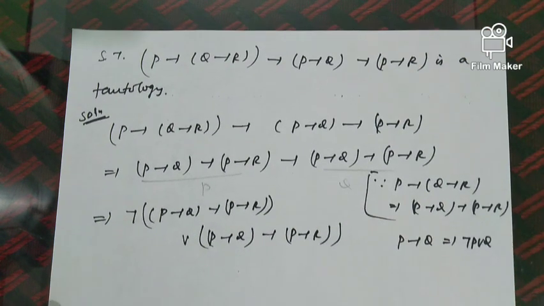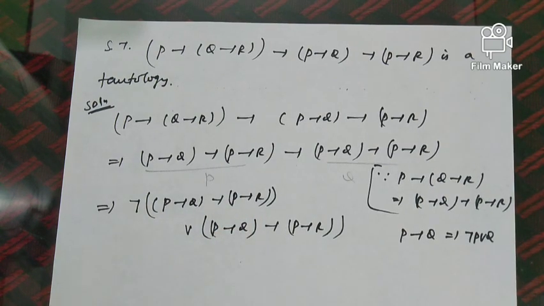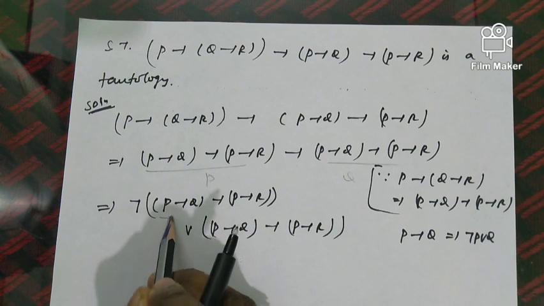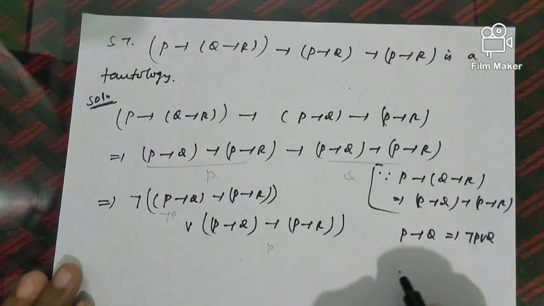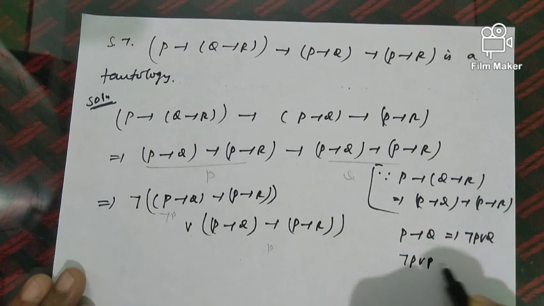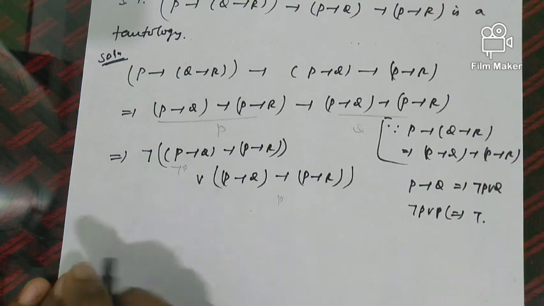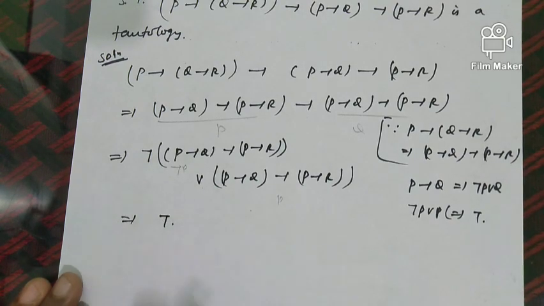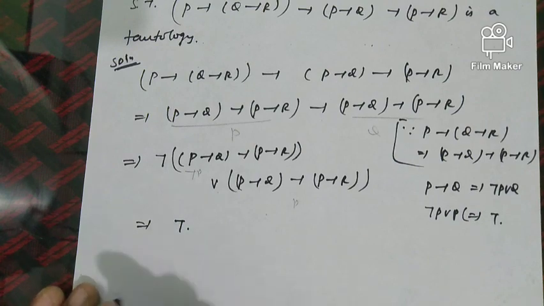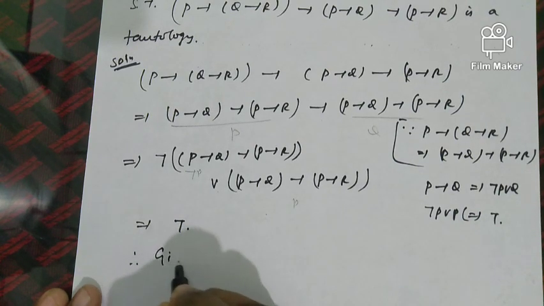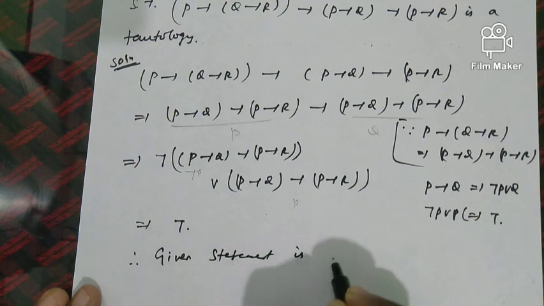So now this is of the form negation P or P. Look at the term. So here this is of the form negation P or P. What is the result? We know that negation P or P is equivalent to true. So this is of the form negation P or P, which is equivalent to true. So the final result we arrived at is truth value T. Therefore the given statement is a tautology.